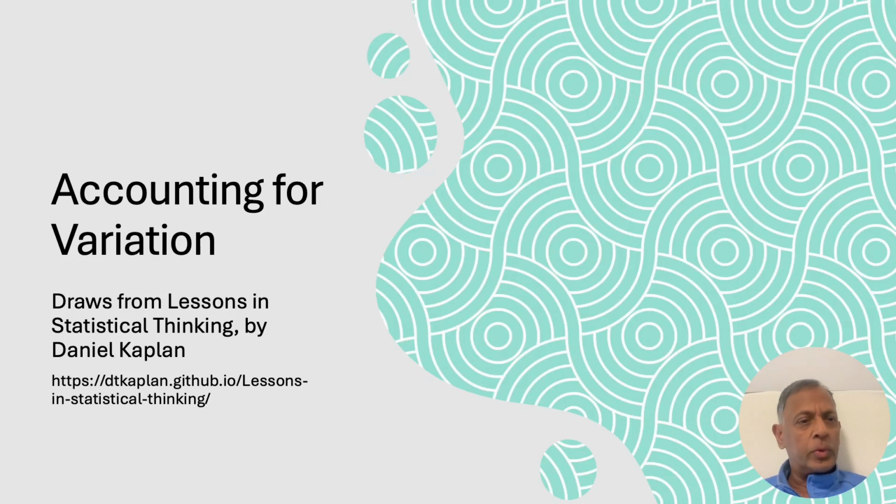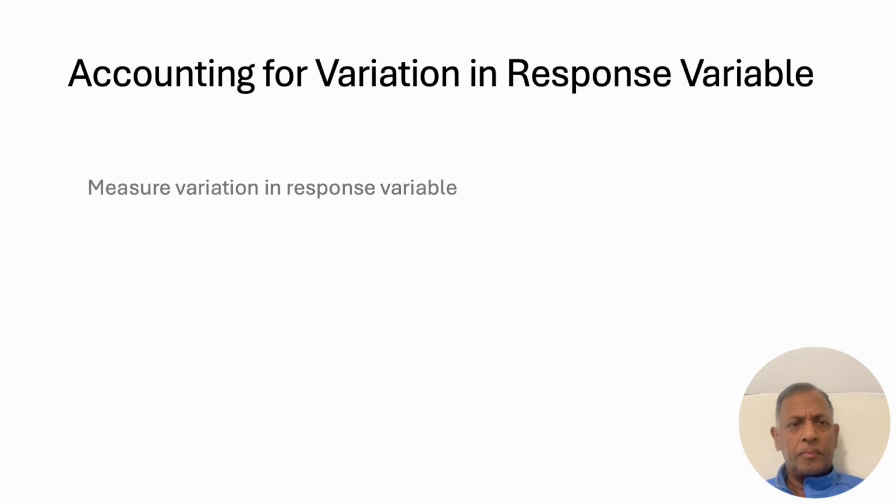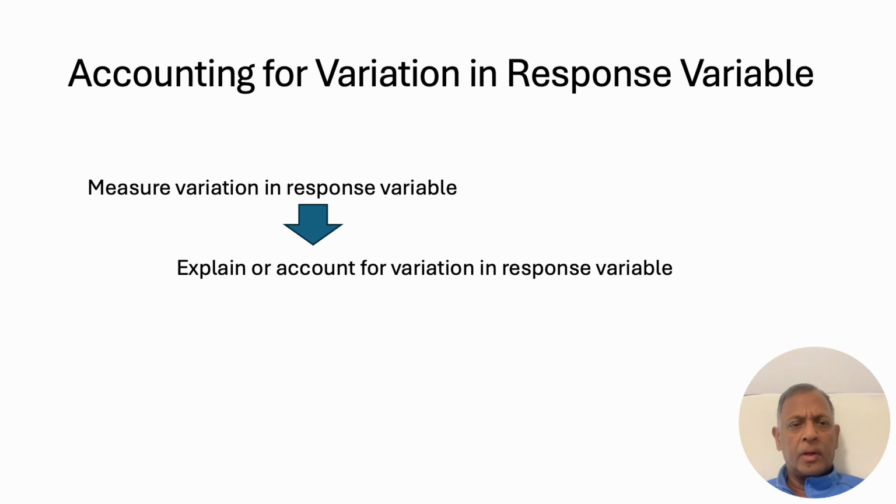In the previous video, we looked at how to measure the variance or the variation in a variable. This time, what we want to do is take a look at the variation in the outcome variable and account for this variation. In other words, explain the variation in terms of variation in other variables. So we measure the variance of the response variable, and then we try to explain or account for the variation in the response variable.